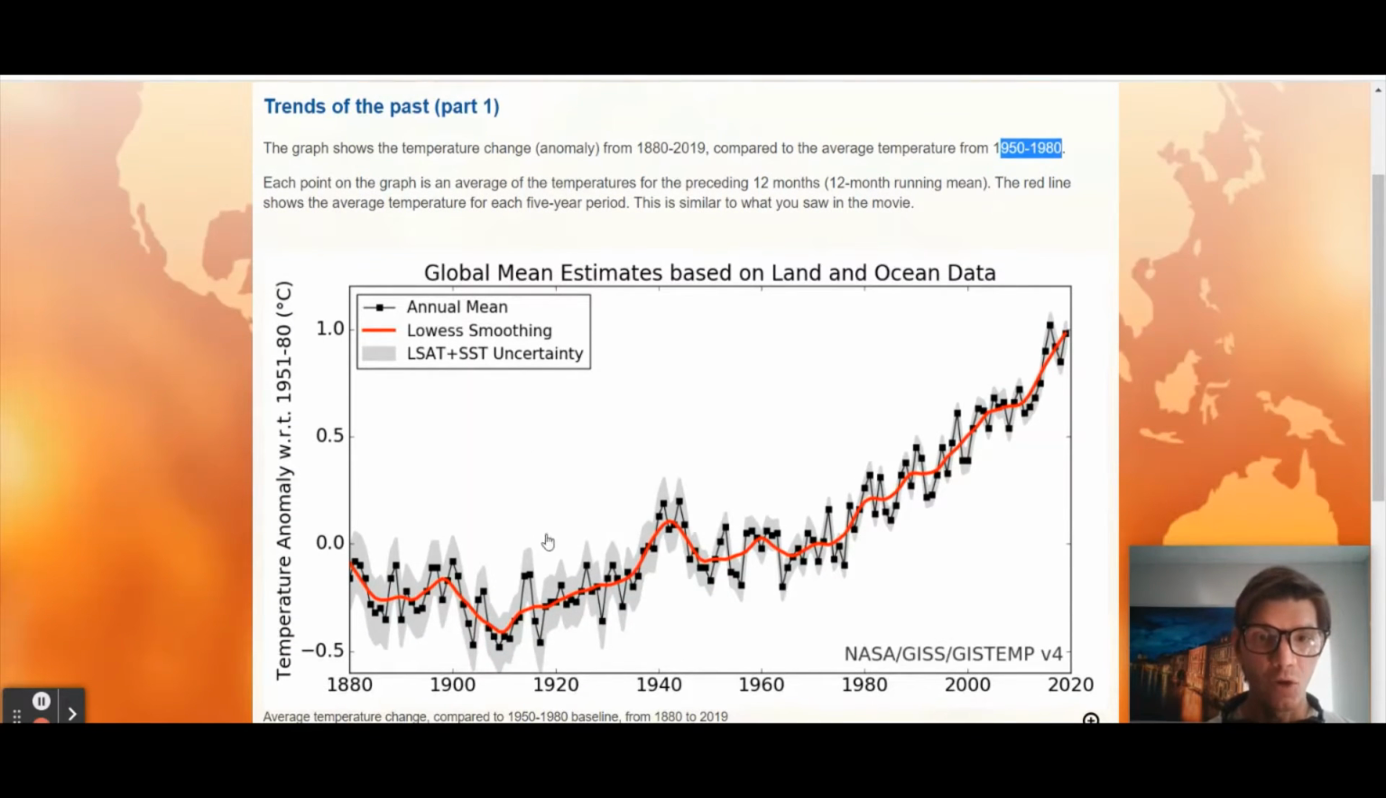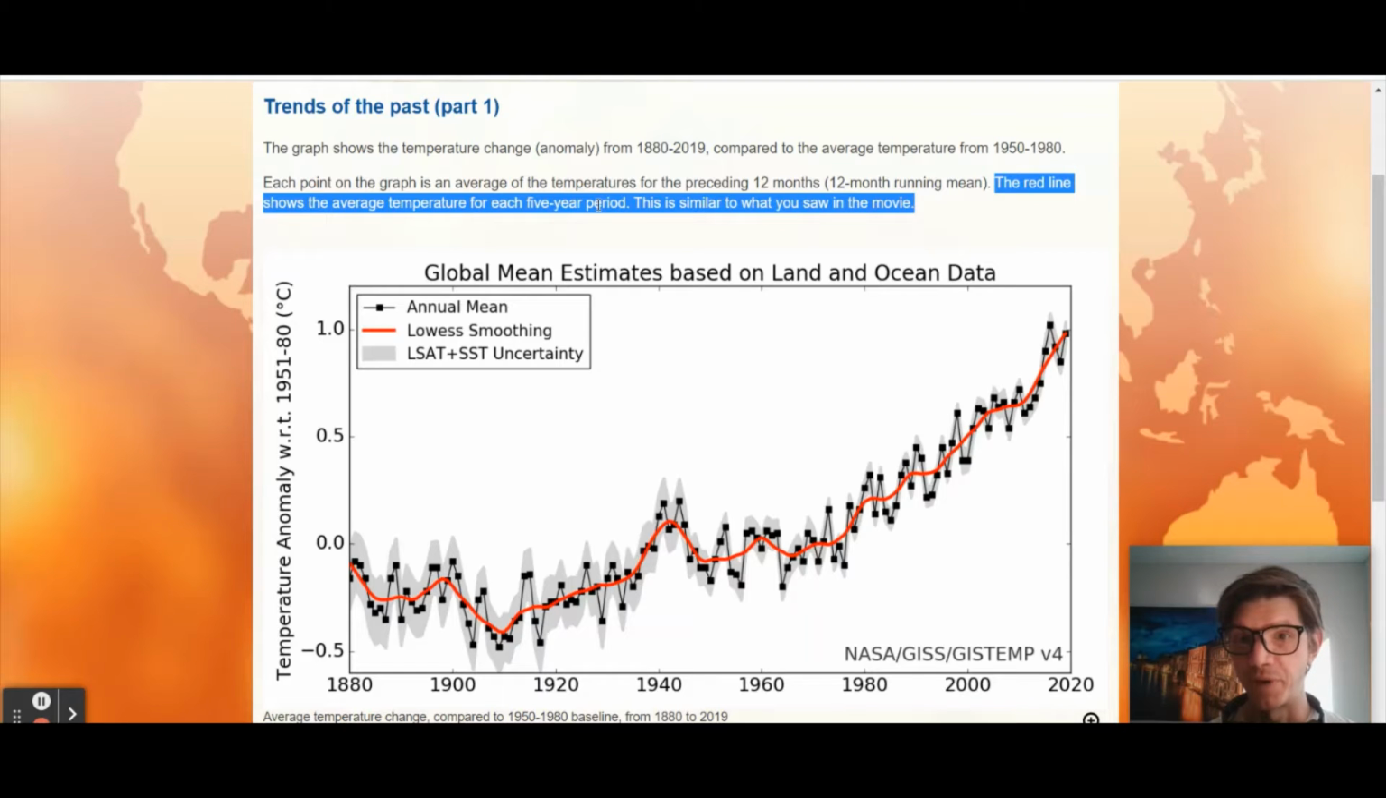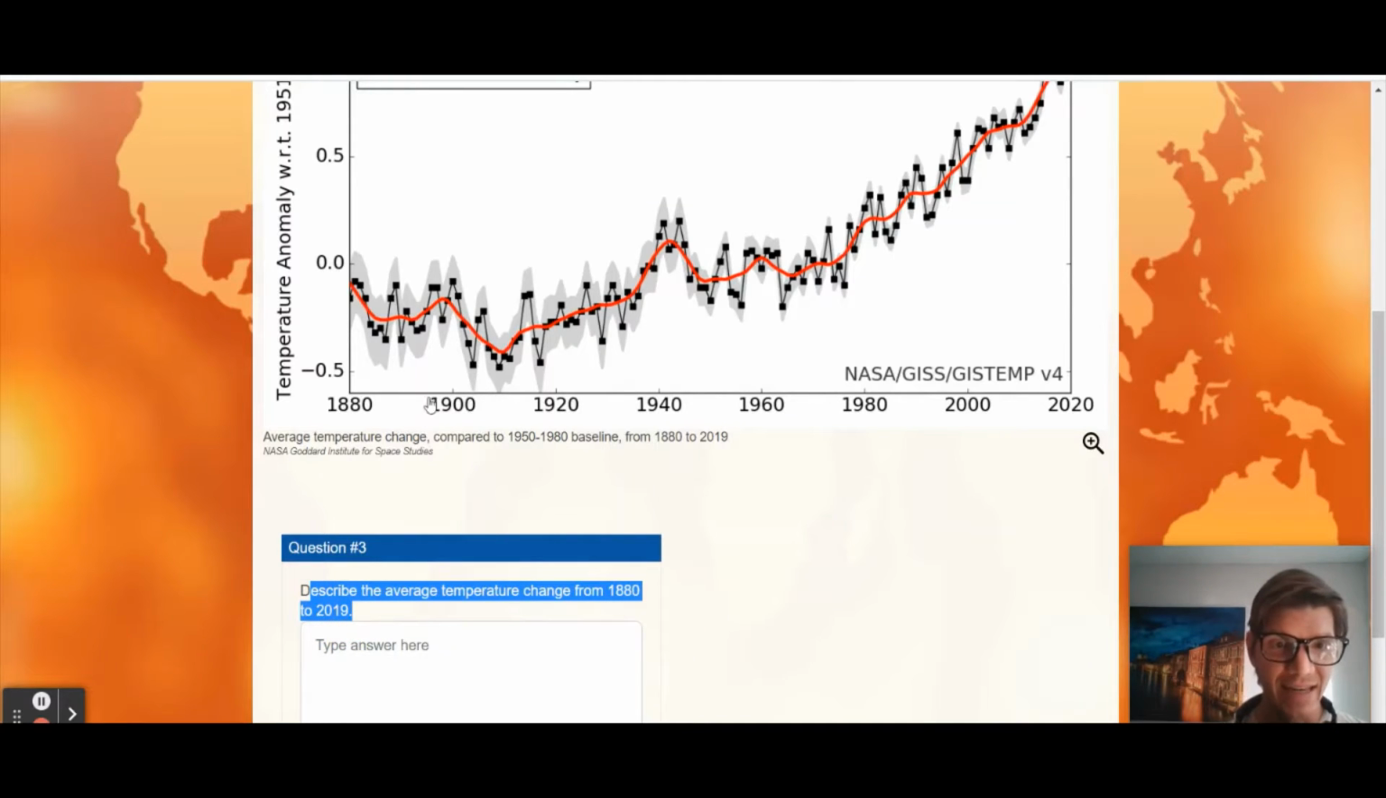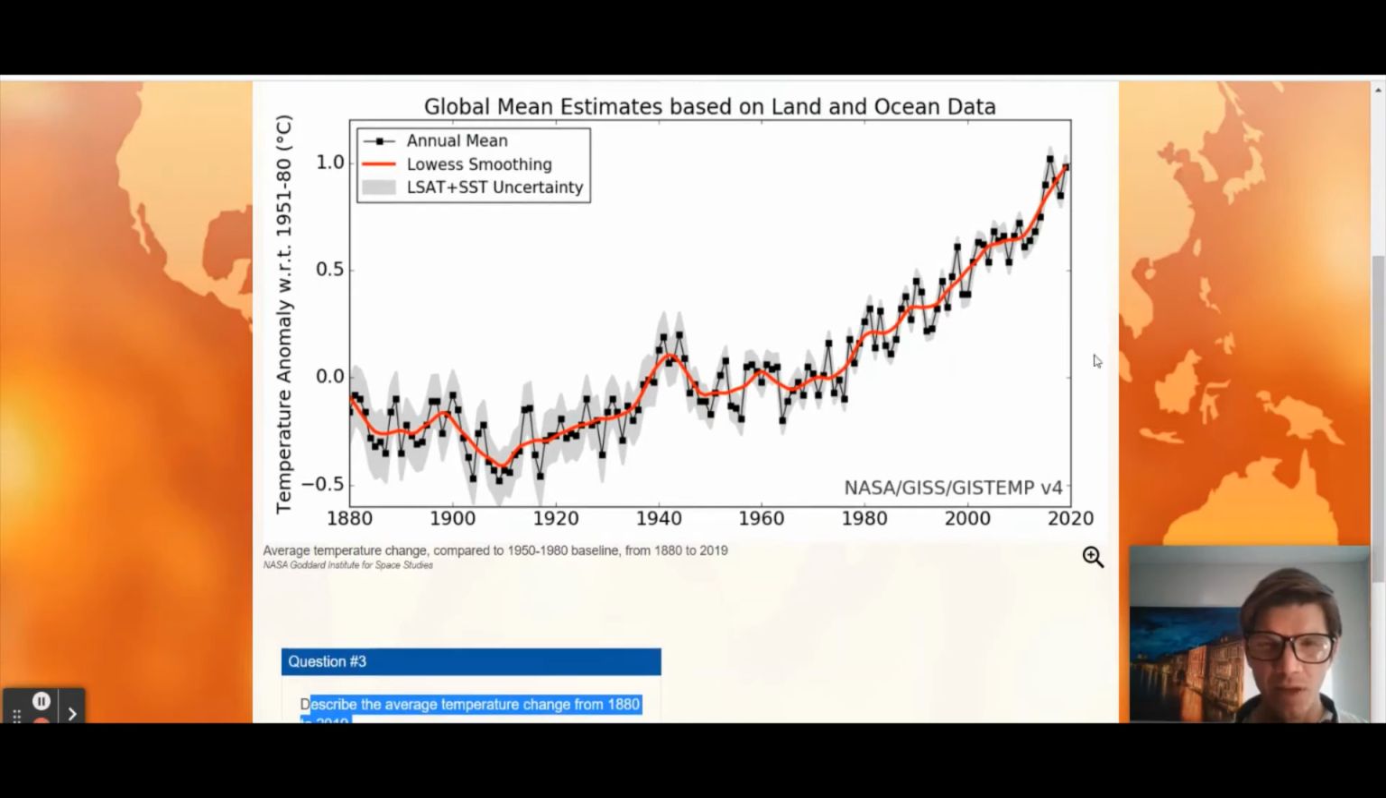Each point on the graph is the average of the last 12 months, or the last 1 year, and the red line is the average of the previous 5-year period. So these data points are the last year. The red line shows us more long-term trends as to what's happening. Question 3 asks to describe the average temperature change from 1880 to 2019. So don't be fooled.